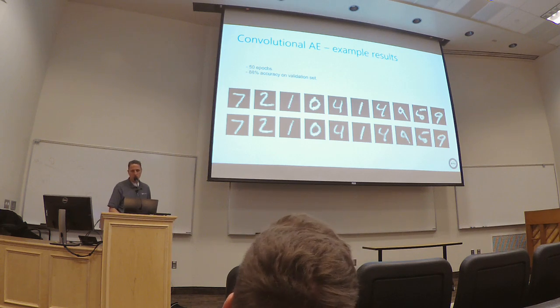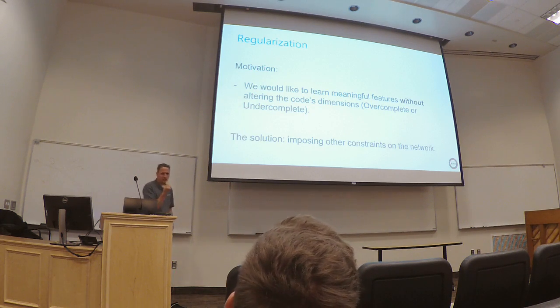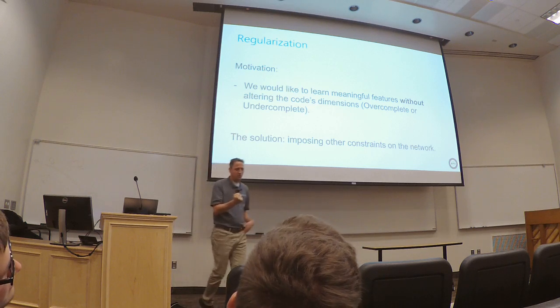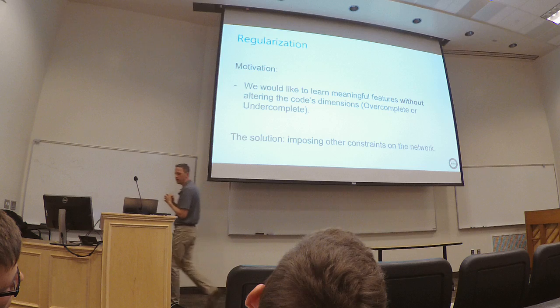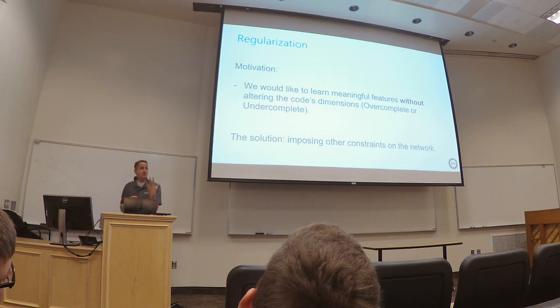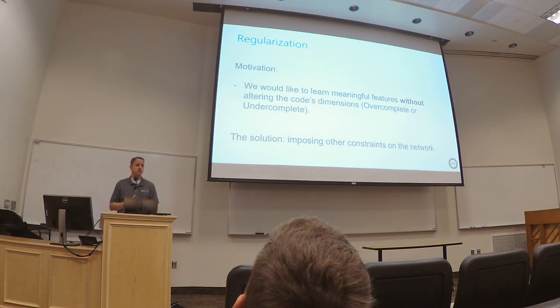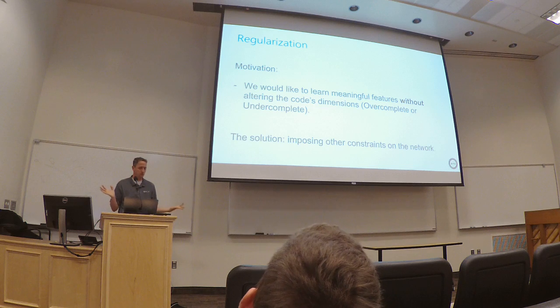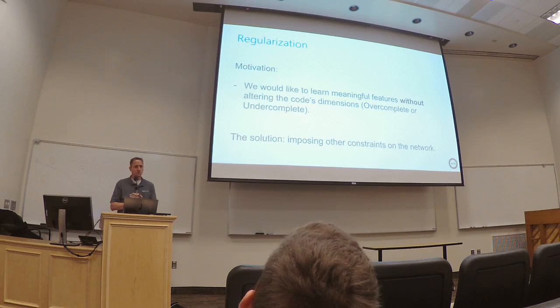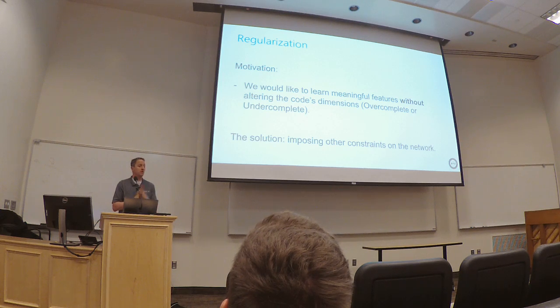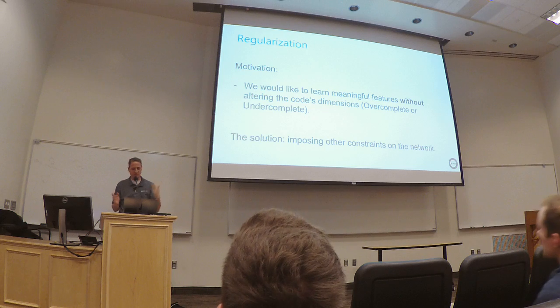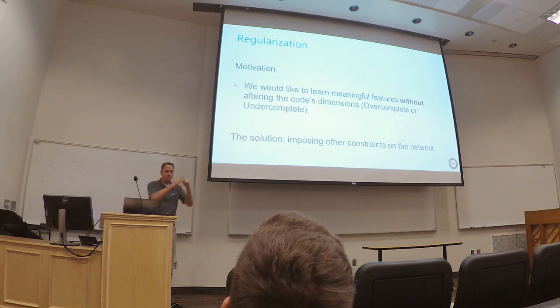Okay, but let's talk a little bit more about overcompleteness. We've said if you have an overcomplete autoencoder, that middle layer is not necessarily going to compress in any meaningful way. But maybe we'd still like to have it learn a meaningful representation of the data. So what can we do? The answer is we somehow impose other constraints on the network. We have a word for that. It starts with an R and it's on the slide. Regularization. So we're going to regularize that middle layer.